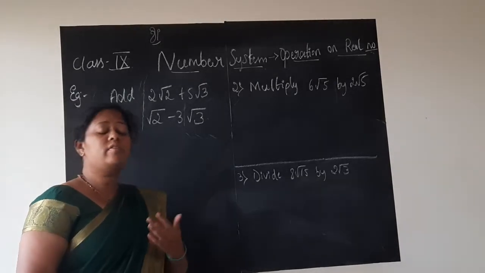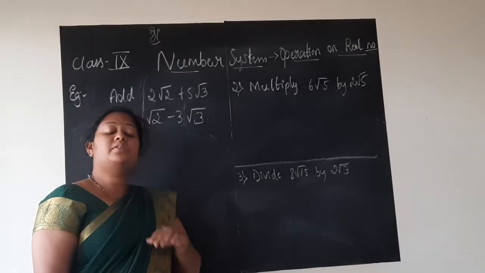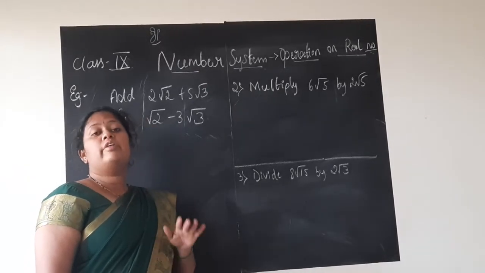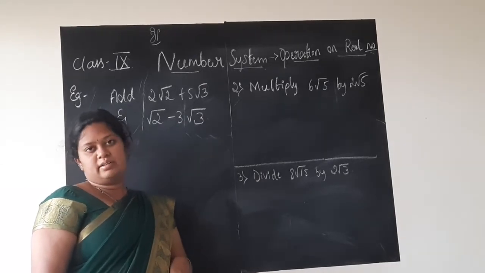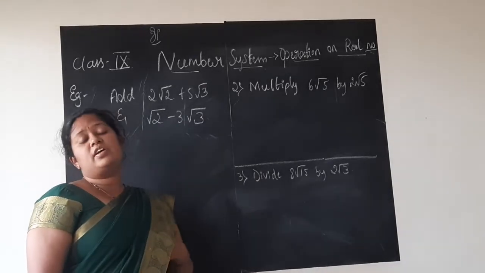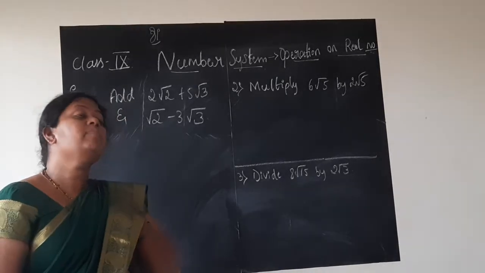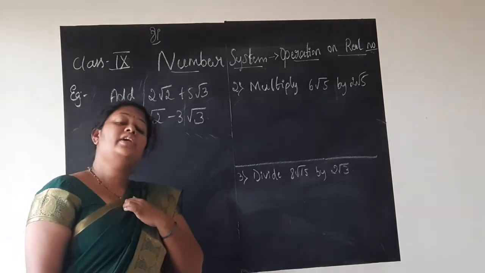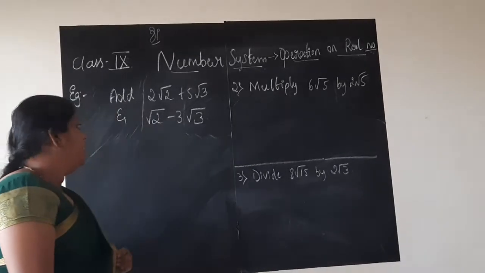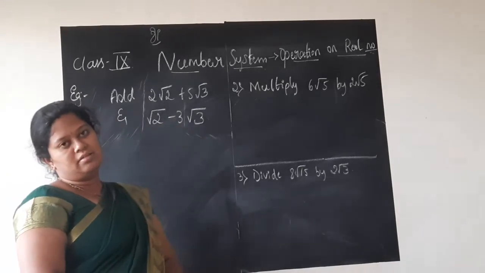So we have learned what irrational numbers are. Any number which cannot be expressed in the form p by q, where p and q are integers and q not equal to 0, is not a rational number, correct? Examples we have learned: pi, which has a non-terminating, non-recurring decimal expansion. Those are irrational numbers. And if a number is under a root, it is also an irrational number.